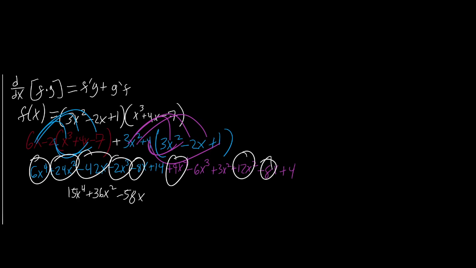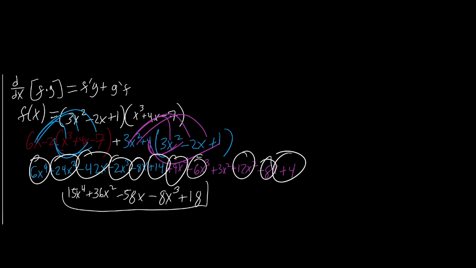And what else? Negative 2x to the third. Yeah, so negative 2x to the third and negative 6x to the third, which is negative 8x to the third. So minus 8x to the third. And then, what do we have? We have 14 and positive 4, which is going to be positive 18. And this is our final answer right here. I cannot draw a box to save my life. There we go.